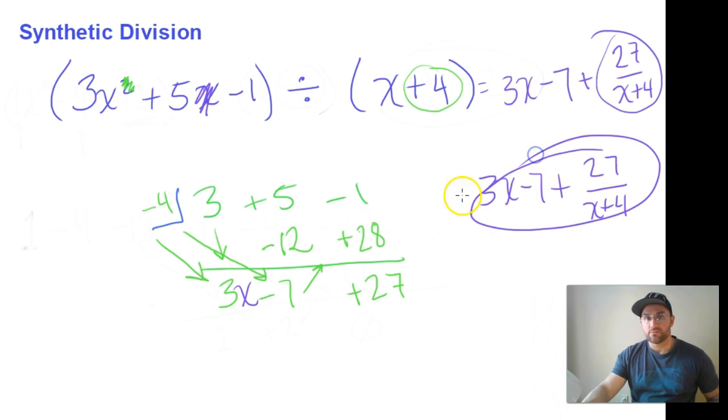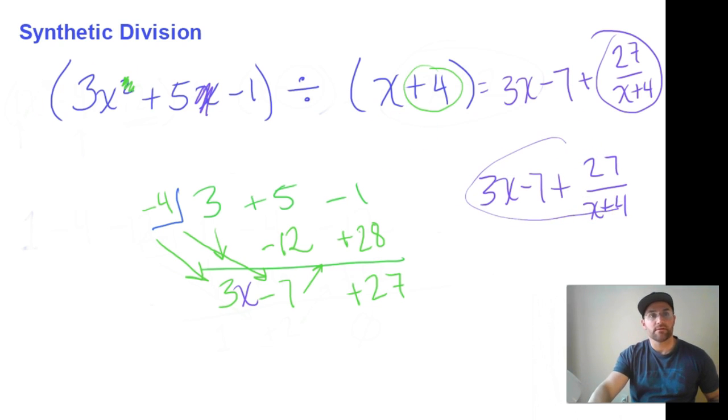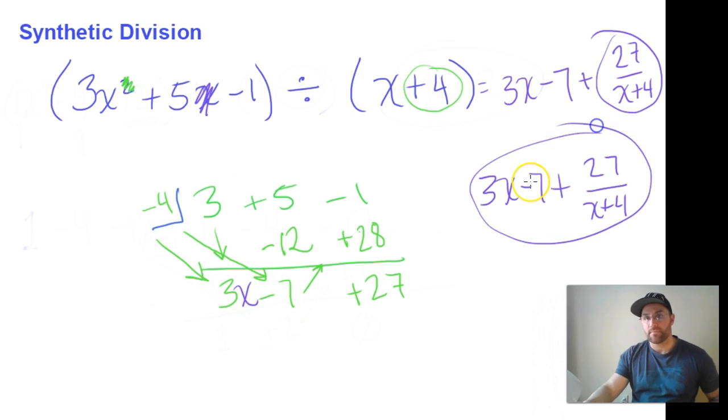There's our solution. Oh, that was a terrible circle. Sorry. Circle like this. Oh, man. Sorry, guys. There we go. Yay. Okay, so 3x negative 7 plus 27 over x plus 4.